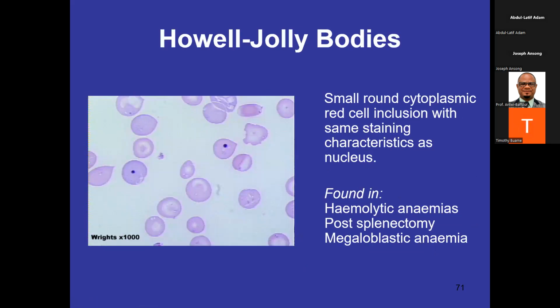We have Howell-Jolly bodies. These are small round cytoplasmic inclusions with the same staining characteristics as the nucleus. We find them post-splenectomy.